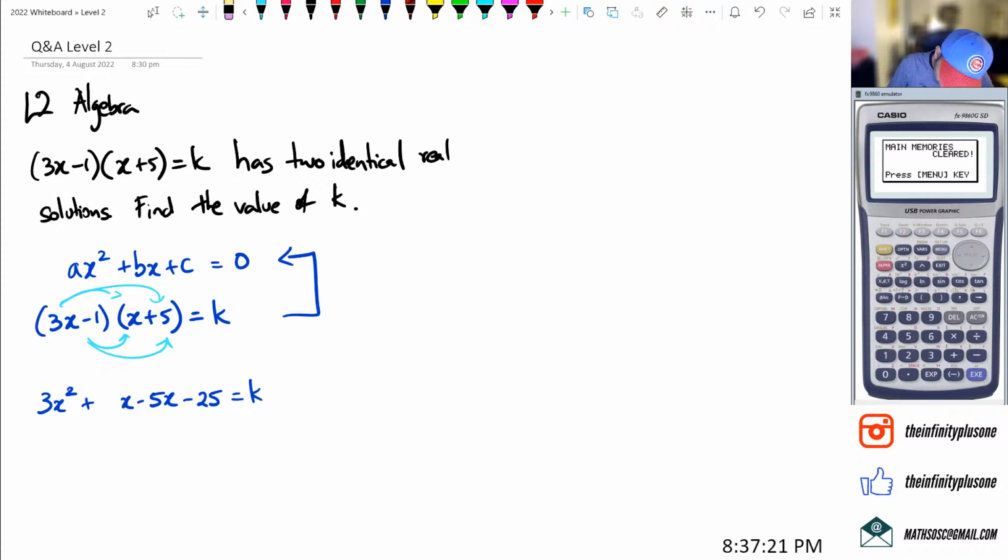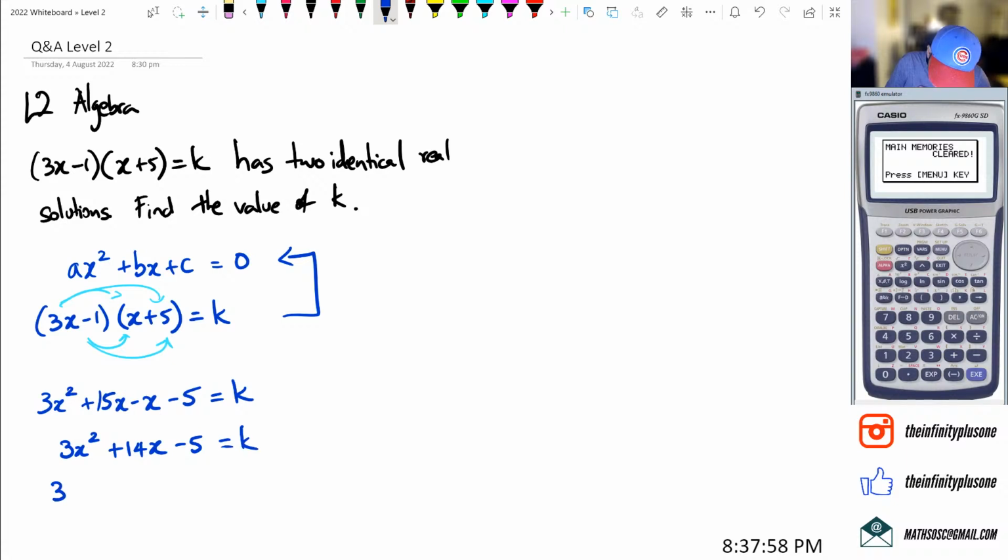Let's try that again. Sorry, made a mistake there. 3x squared plus 15x minus x minus 5 is equal to k. Yeah, that looks alright. Simplifying this, we've get 3x squared plus 14x minus 5 equals k.